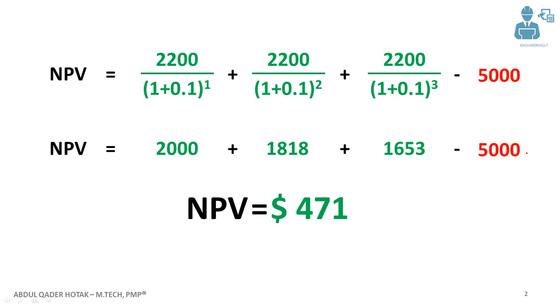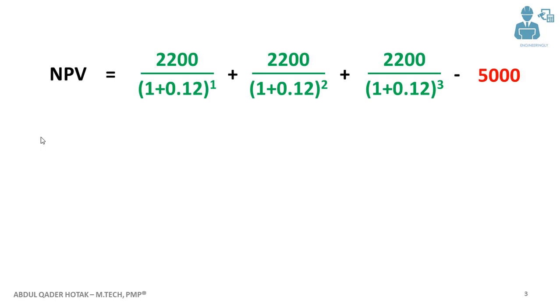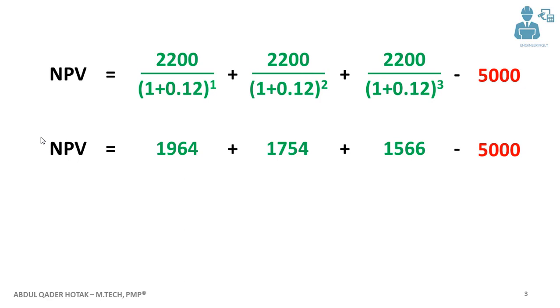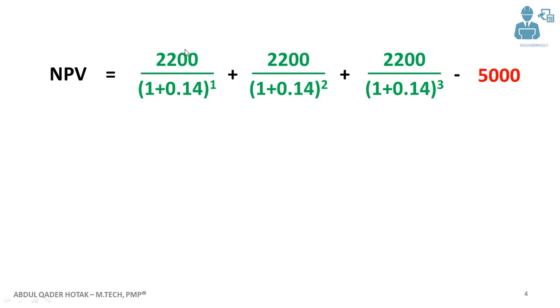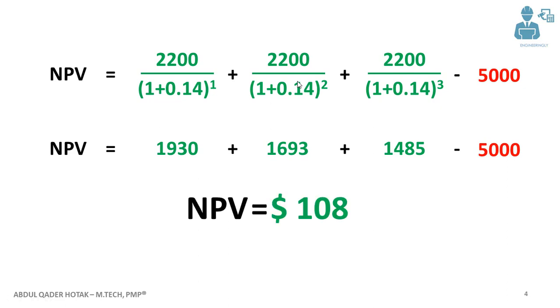Let's increase the IRR and assume it is 12%. For 12%, the formula will look like this, and the values will be calculated as 1,964, 1,754, and 1,566 minus 5,000, the initial investment that we had. That won't change. The net present value will be $284, which is still higher than zero. As you have noticed, we increased the IRR from 10% to 12%, and the NPV decreased. So it means that if we increase it further, it will come down to zero. So let's increase it to 14% here. In 14%, the formula will be like this. And once the values are calculated, the difference or the NPV will be $108, still higher than zero.